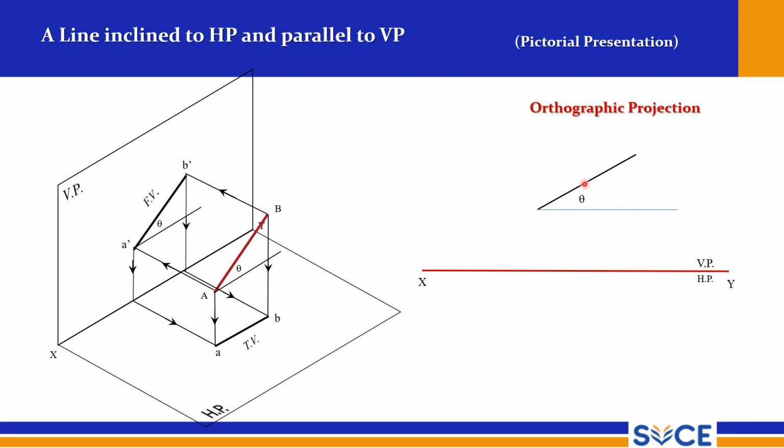So this is theta, and this is our front view. So this is obviously with the true length only. So this is our A dash B dash. So the corresponding top view is with apparent length AB. So this is our front view and top view when the line is inclined to HP and parallel to VP.